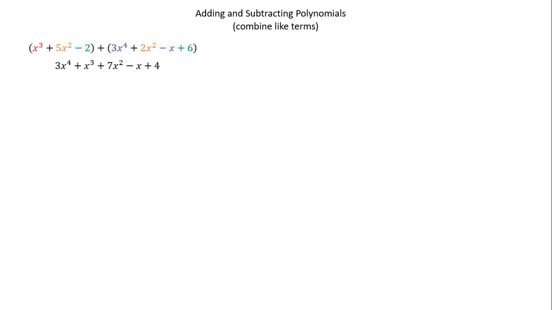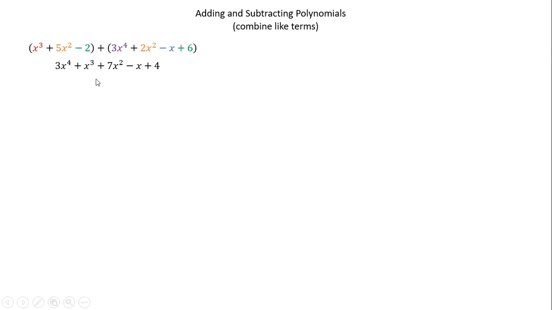Notice when we added the x squareds, it didn't all of a sudden magically become an x to the 4th. We have 5x squareds plus 2x squareds gives us 7x squareds. And that's all there is to it. That would be the answer. Notice I put it in standard form.